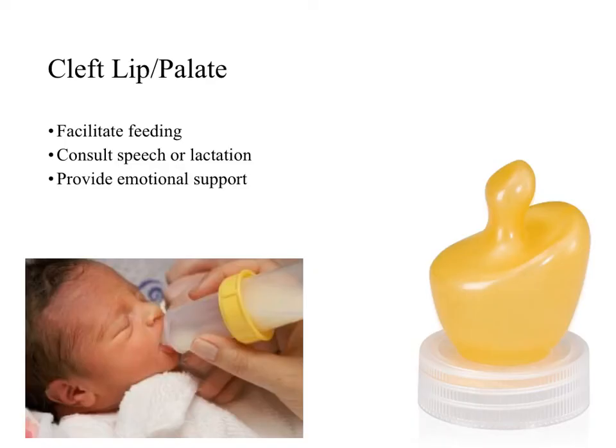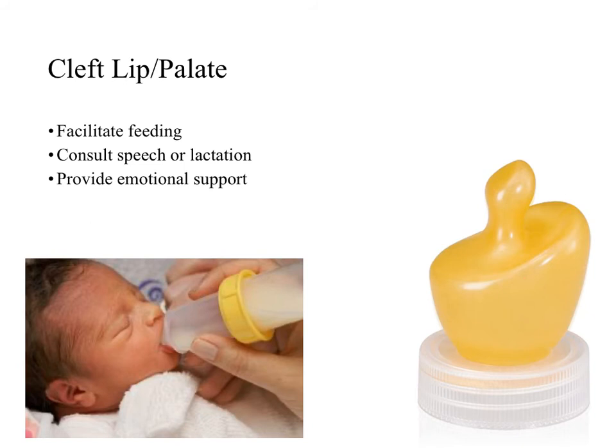With either one, feeding becomes a challenge. If you have a cleft lip, it's hard for a baby to get a good seal around the nipple to be able to suck. So we use these special nipples that have a hood, and you'll press this piece of the nipple right up against baby's lip to create that seal for them.